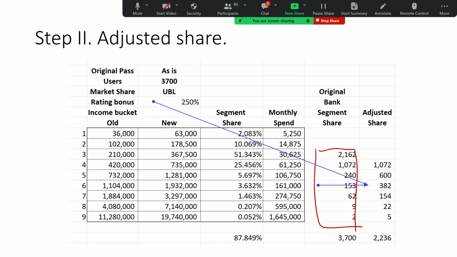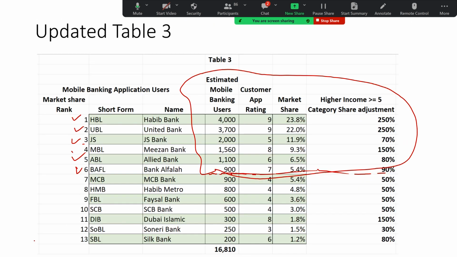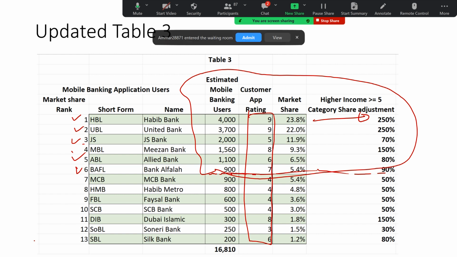But then the second adjustment that I have to make is that if you go back to the application ratings, and this is data that has been shared above, there you go. ये जो आपकी app rating है, this app rating has been used to generate a category share adjustment. So this basically says that if you're 9 and above, and let's say HBL and UBL की application rating is 9 and above, then you will attract about 2.5 times the normal share for higher income brackets. And higher income brackets are defined as income brackets that are equal to or higher than 5.